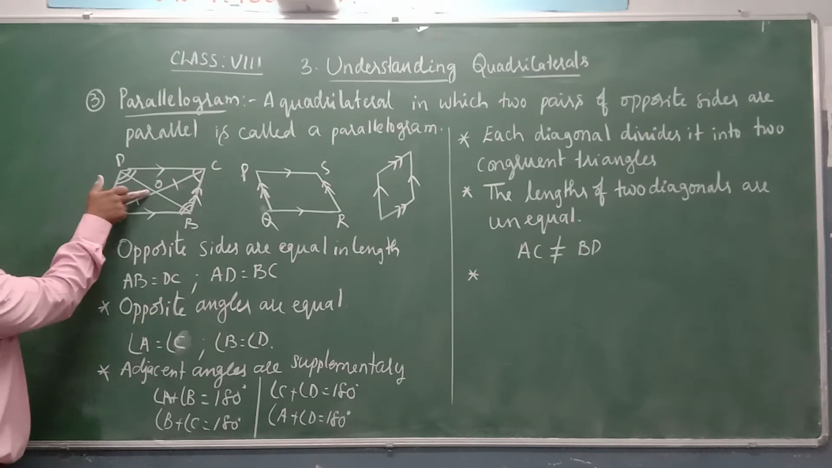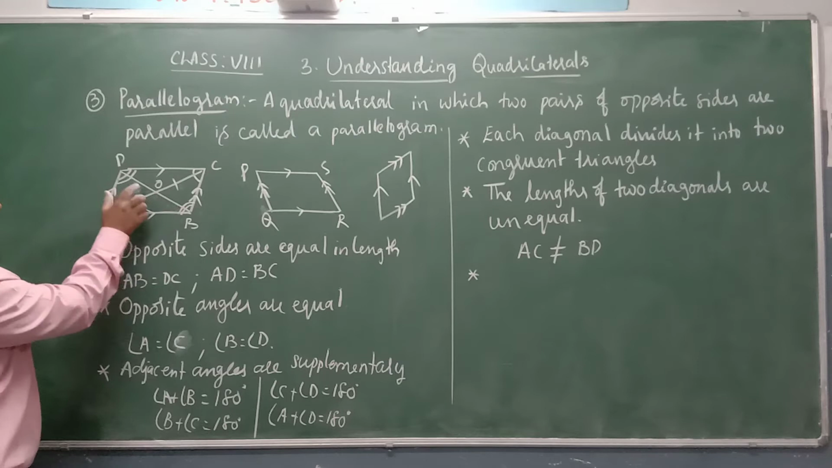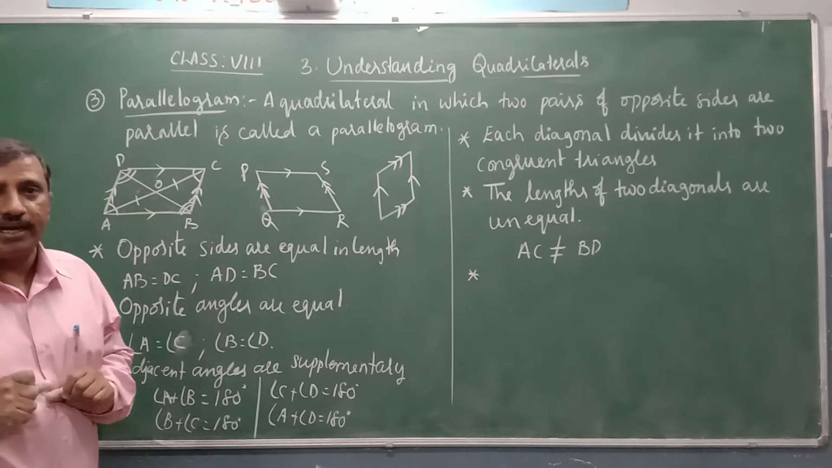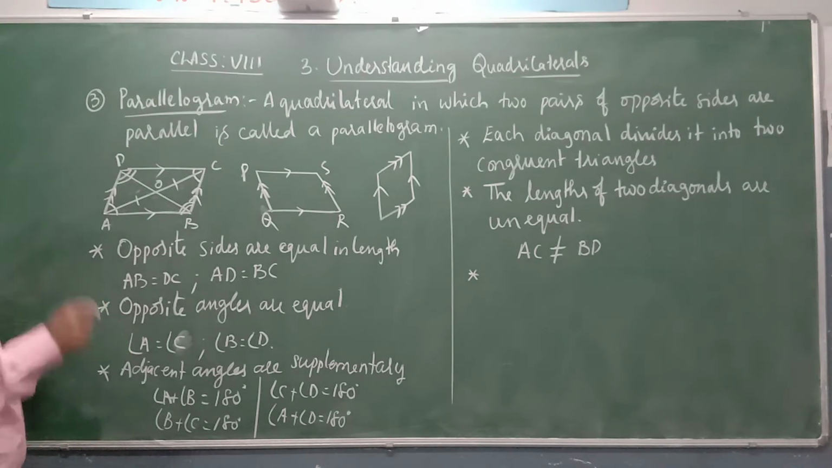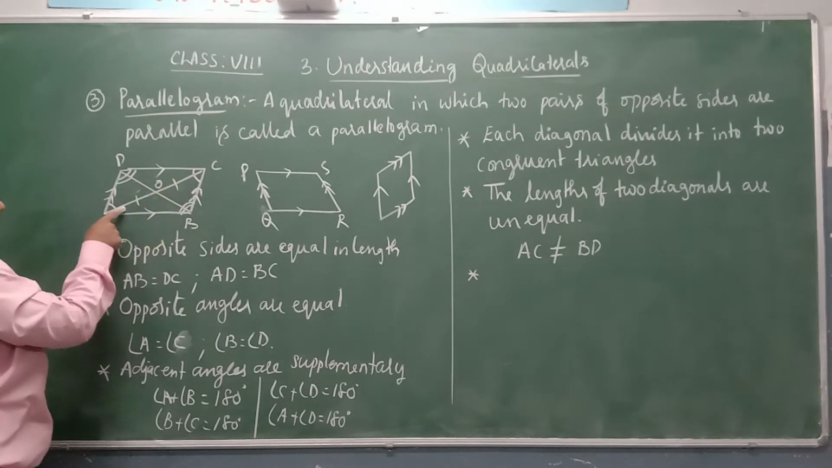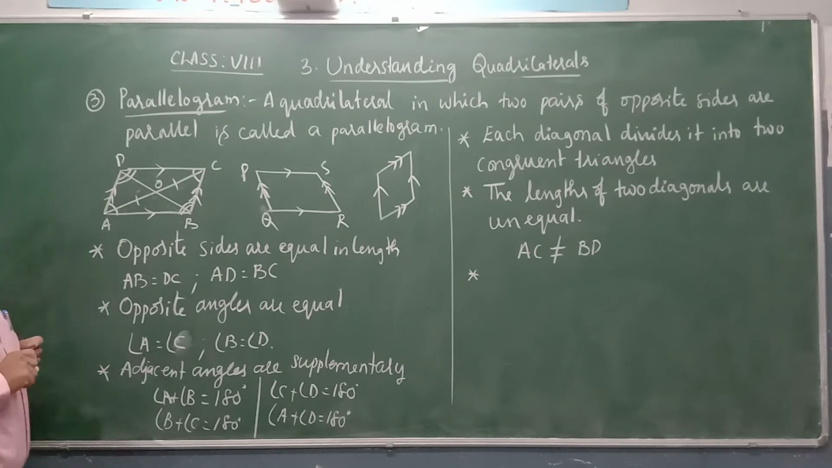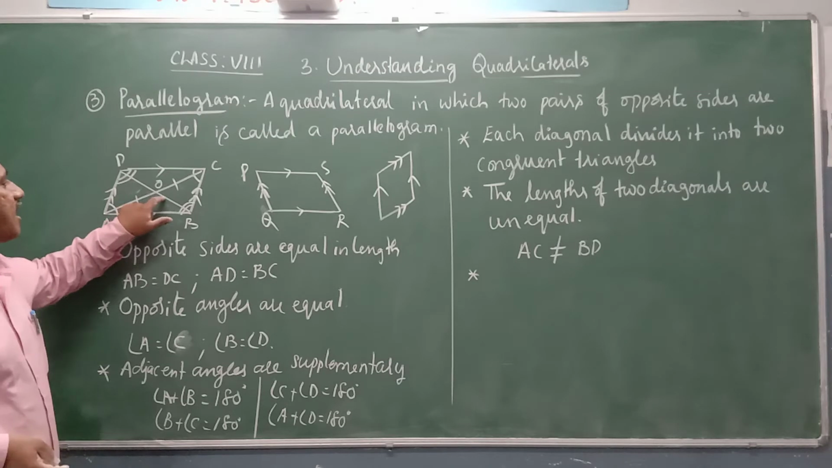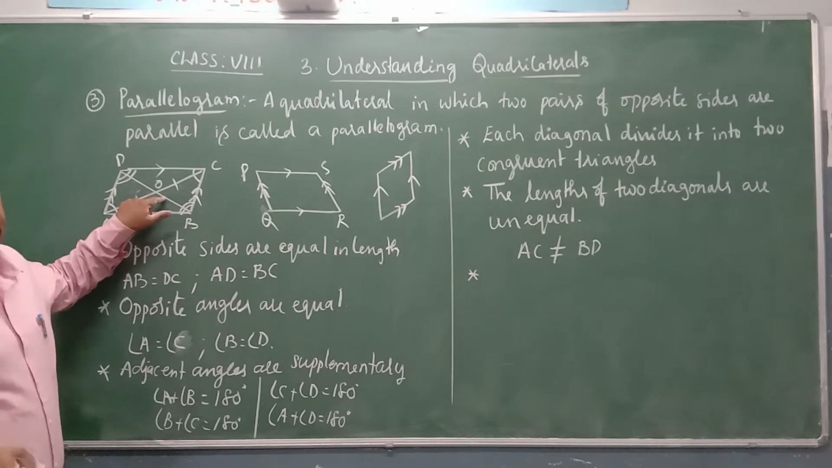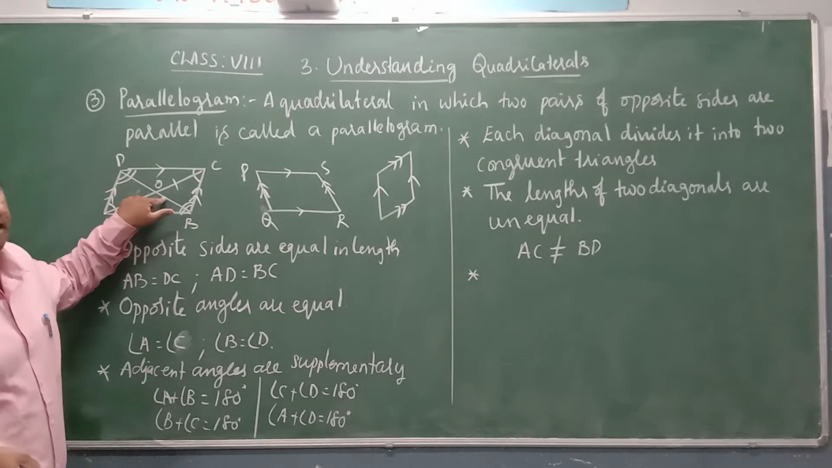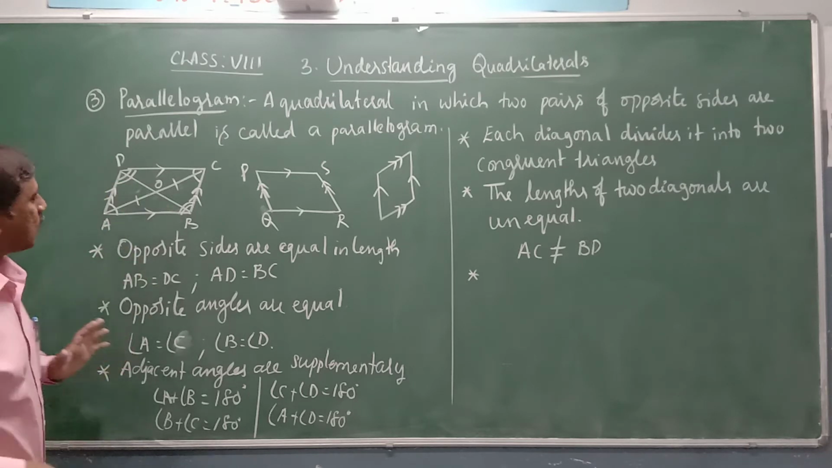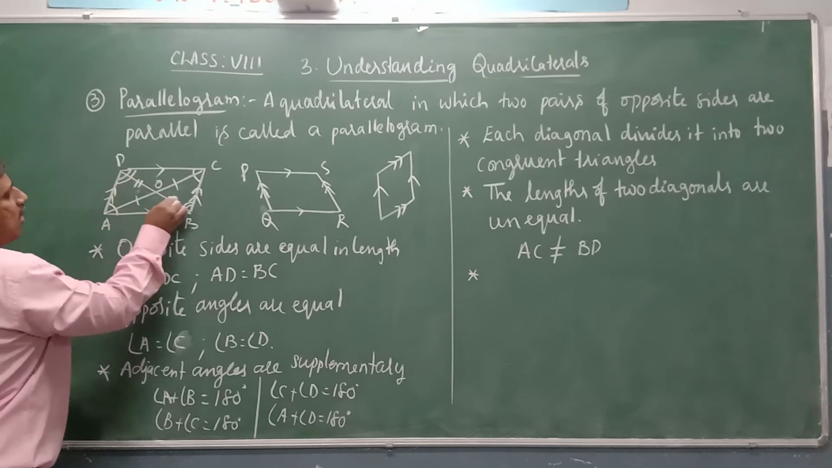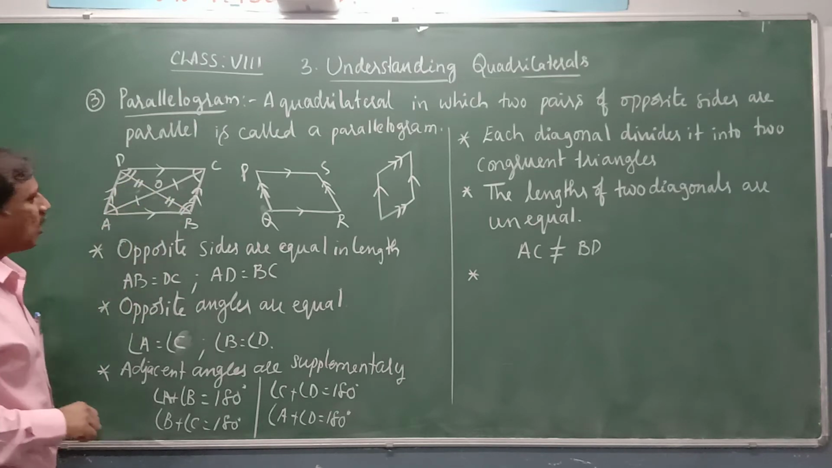Similarly, if you measure the length of OD and OB, they are also equal. It means the diagonal AC is bisecting the other diagonal BD. So what can we conclude from this? The two diagonals bisect each other. So here OA is equal to OC and OD is equal to OB.